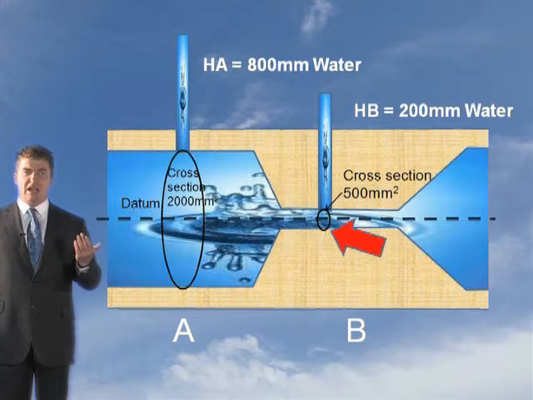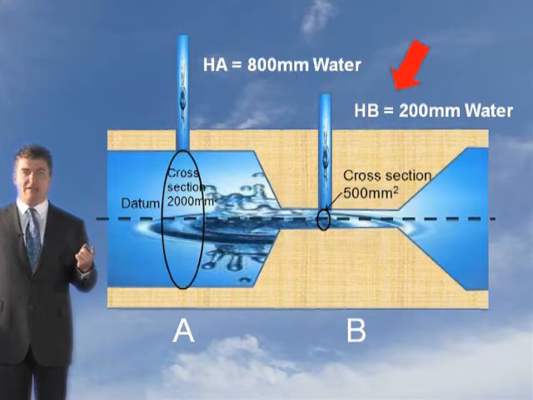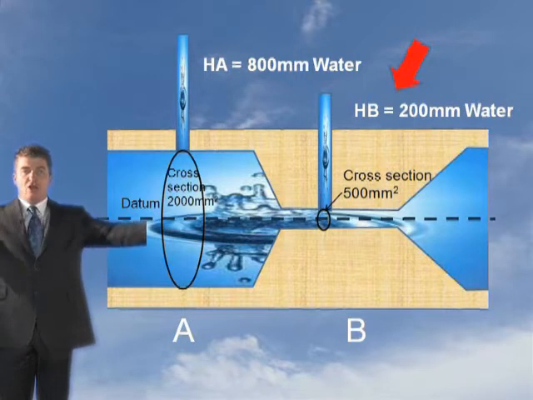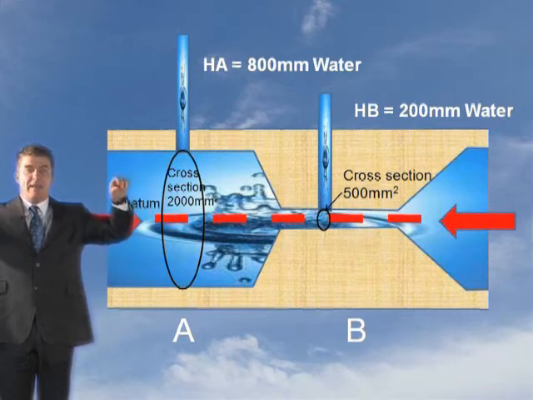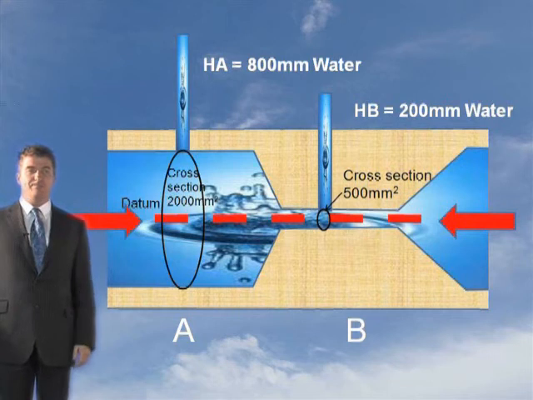So this is the diagram here showing you, you've got your cross-sectional area of 2,000 square millimetres one side, 500 on the other, and it's telling you HA equals 800 millimetres of water and HB is 200 millimetres of water. Where would you put your datum line? You've got your point A and point B. Don't forget, the datum line goes straight through the middle, and therefore the potential energy at point A and B is 0. So that's where you put your datum line in this particular diagram.